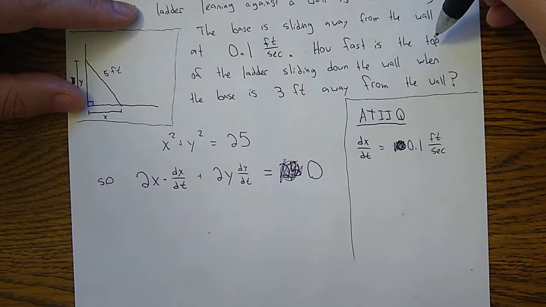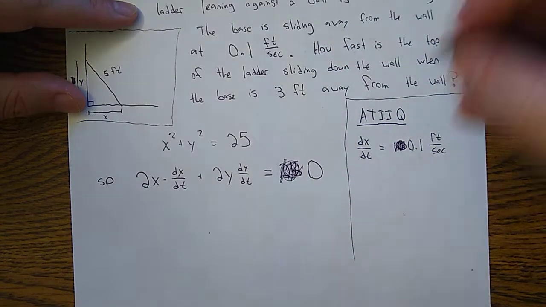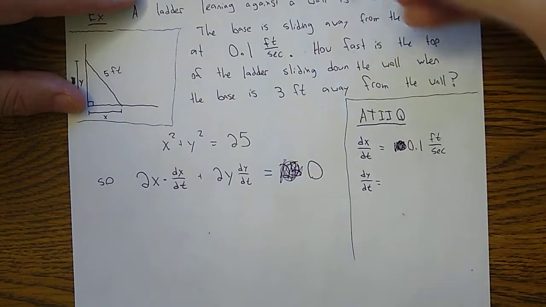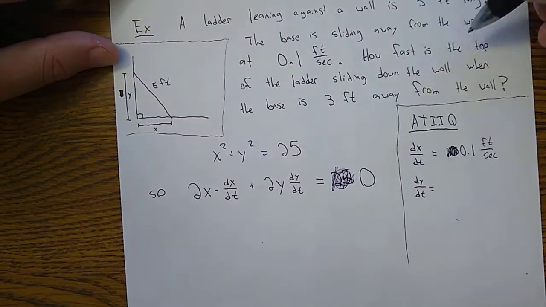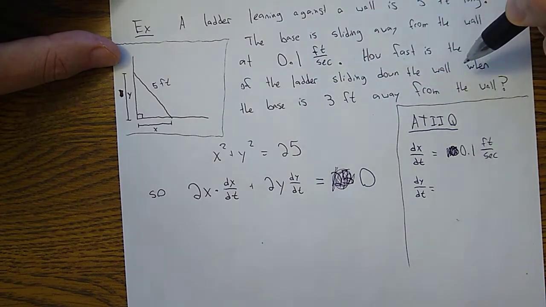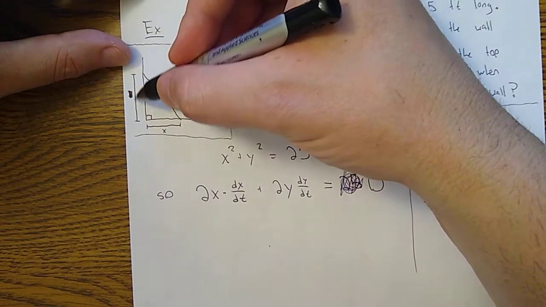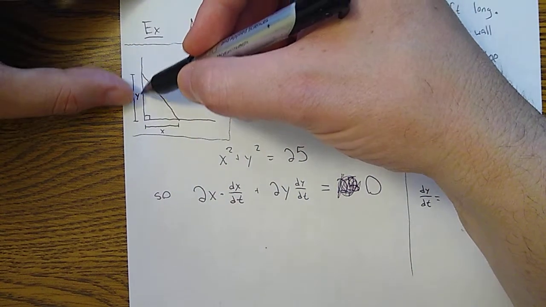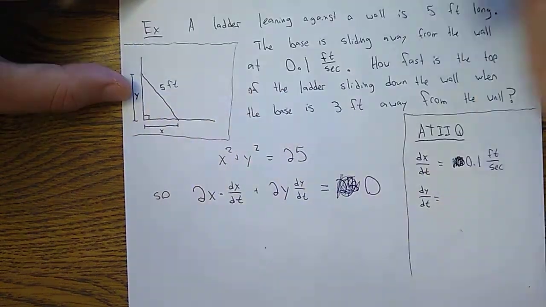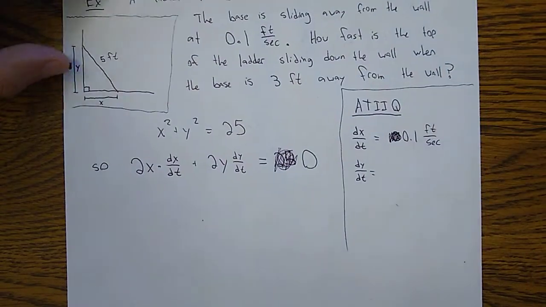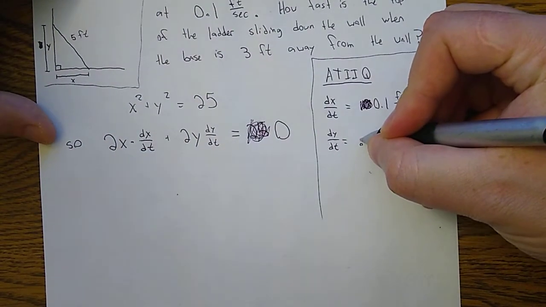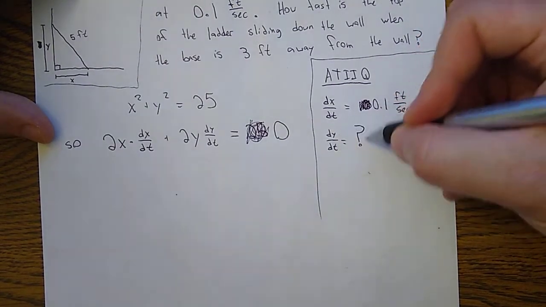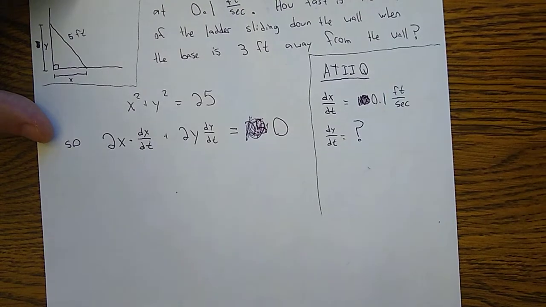How fast is the top of the ladder sliding down the wall? This isn't something we know, but let me take note of it anyway. This is talking about dy over dt, right? How fast is the ladder sliding down the wall? y is the height of the top of the ladder, and how fast it is sliding down would be the rate of change of y, so dy over dt. But they're not telling us that. That is the question. So this is the unknown. This is the one I'll have to figure out.